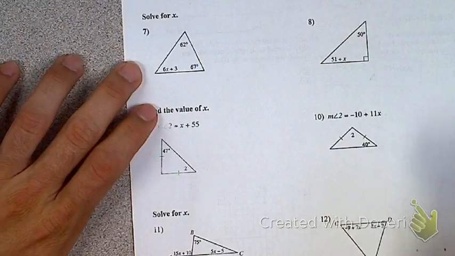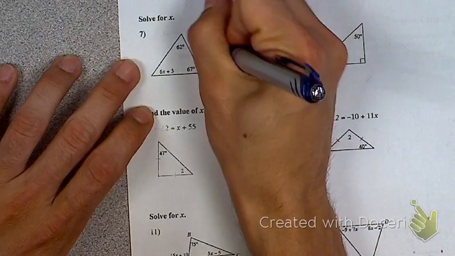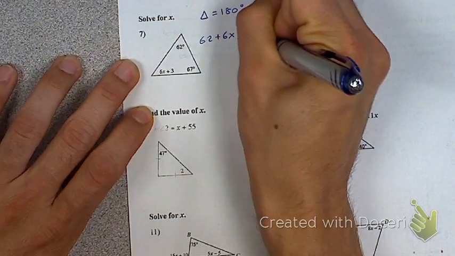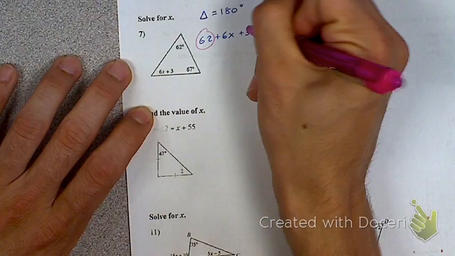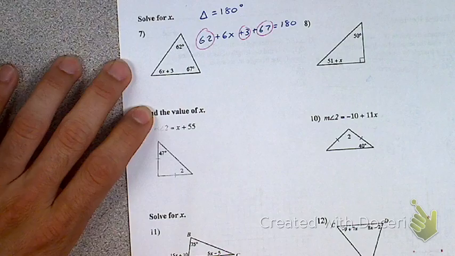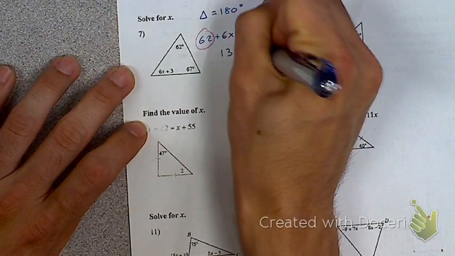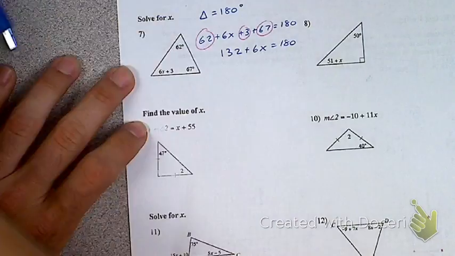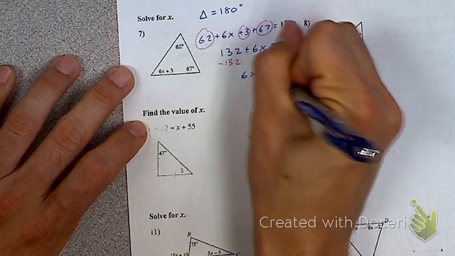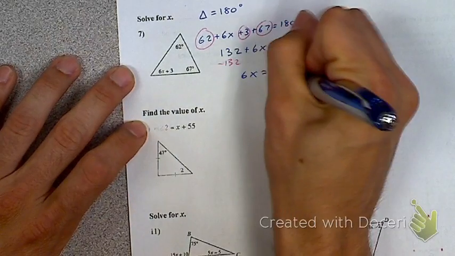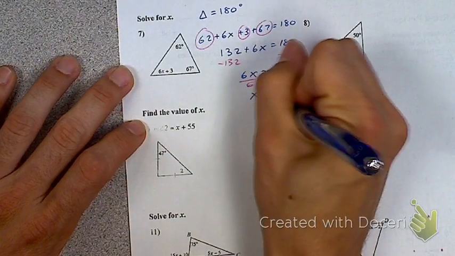Number 7, solving for x. Remember, a triangle equals 180 degrees. So we go 62 plus 6x plus 3 plus 67 equals 180. If you combine like terms, that gives you 132 plus 6x equals 180. You subtract to give you 6x equals 48. So you divide to give you x equals 8.